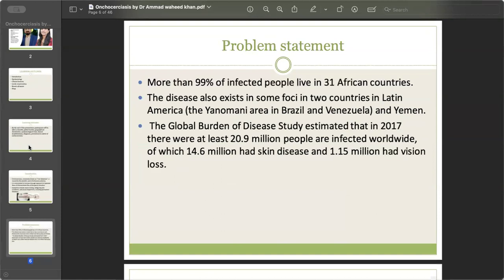Problem statement: more than 99% of infected people live in 31 African countries. The disease also exists in some foci in two countries in Latin America and Germany. The Global Burden of Disease study estimated that in 2017 at least 20.9 million people were infected worldwide, of which 14.6 million had skin disease and 1.15 million had vision loss.